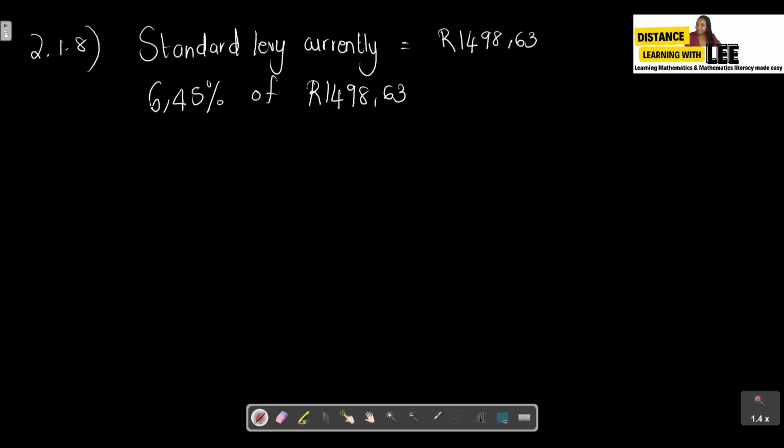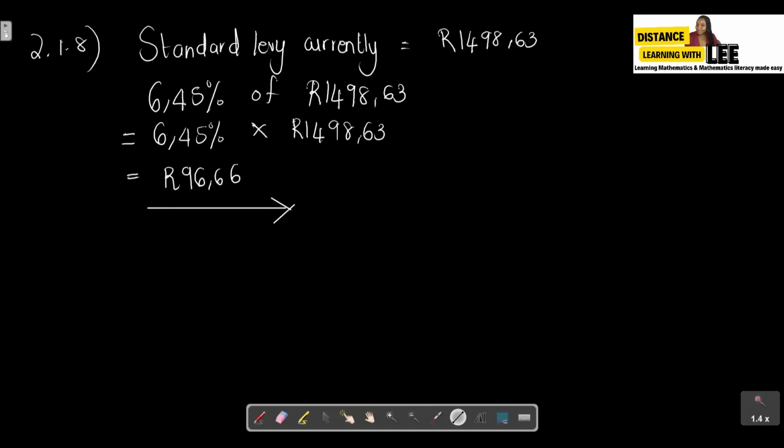So we know that if we're saying 6.45% of 1,498.63 cents, we're going to just take the 6.45% and multiply it by 1,498.63 cents, right? So if you punch this value into your calculator, you will see that 6.45% of 1498.63 is actually equal to 96.66. So this is basically that 6.45%.